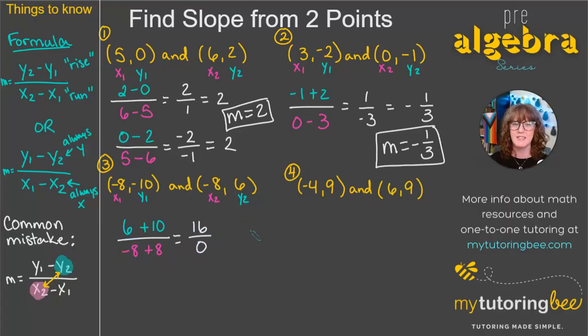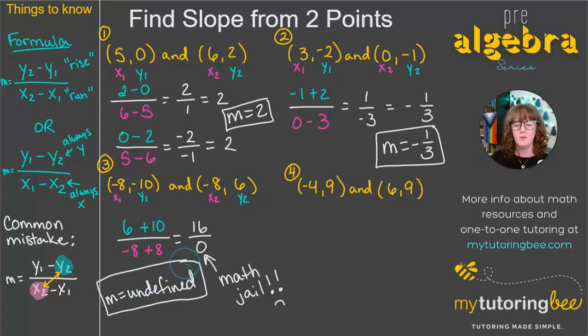And as I discussed in my previous video, if we divide by 0, we can't have that. We call this an undefined slope. Anything that is divided by 0 is undefined. It can't happen. So I always joke with my students that they're going to math jail if they ever try to divide by 0. So this one, we would say that the slope is undefined. And hopefully that makes sense.